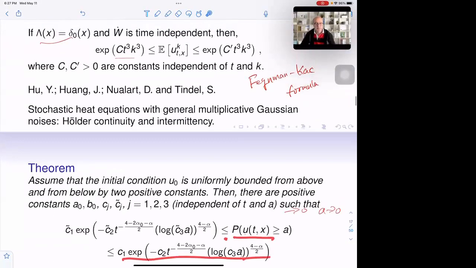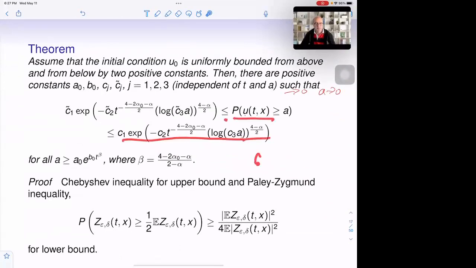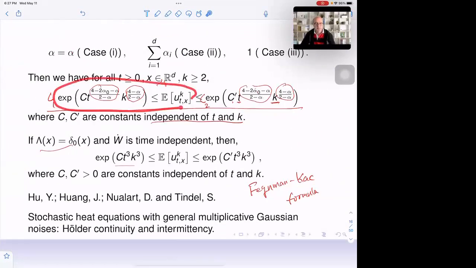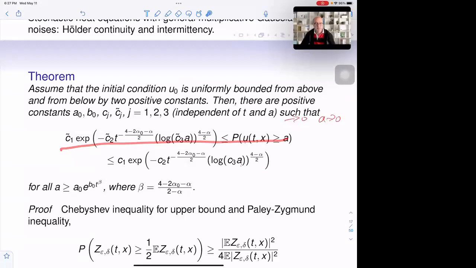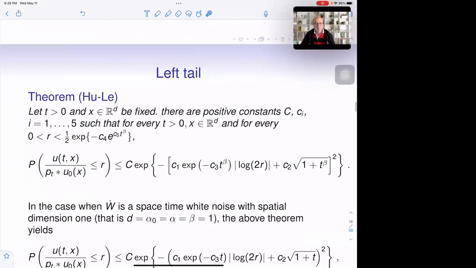For the upper bound, you can use this moments bound plus the Chebyshev inequality, and then it's easy to obtain this. But the lower bound is more complicated. You have to combine this lower bound and the upper bound, and you have to use something called the Paley-Zygmund inequality. You have the lower bound for this, the upper bound for this, and then you can use this one to get this. Fortunately, we get that they are the same.